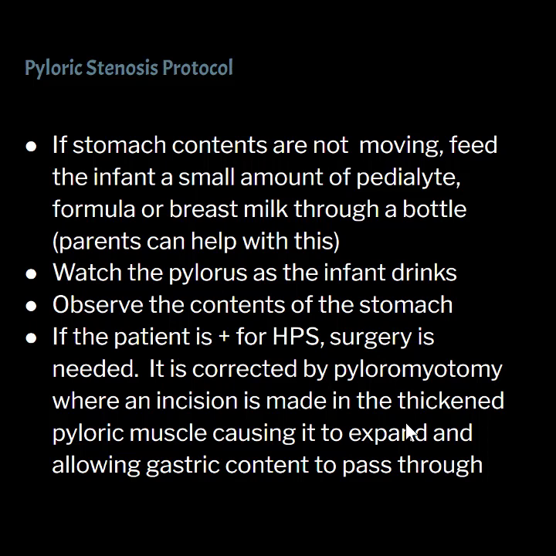If the patient is positive for pyloric stenosis, it is a surgical correction. It's corrected by a pyloromyotomy. It's just a little incision on the abdominal wall. They go in and basically cut open the thickened pyloric muscle, and that allows it to relax and expand and allows the pylorus to function as it should again.